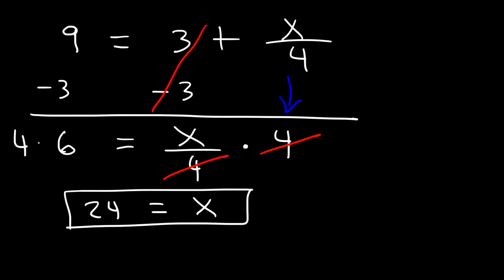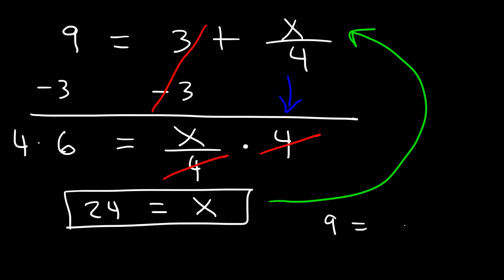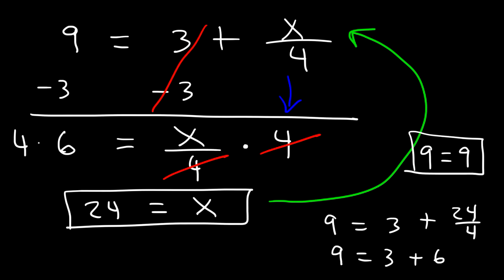Now, if you want to check your work, you can take this answer and plug it into the original equation. So 9 is equal to 3 plus, let's replace x with 24. 24 divided by 4 is 6. And 3 plus 6 is 9. So 9 equals 9. The equation is balanced, which means that this here is indeed the right answer. X is indeed 24.